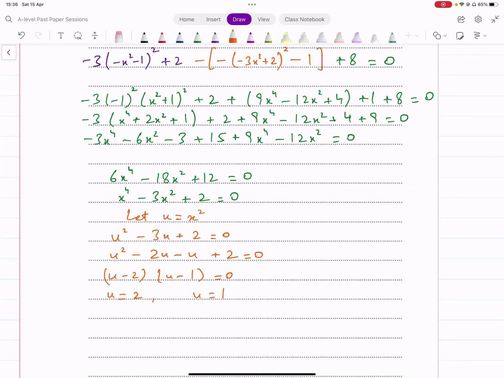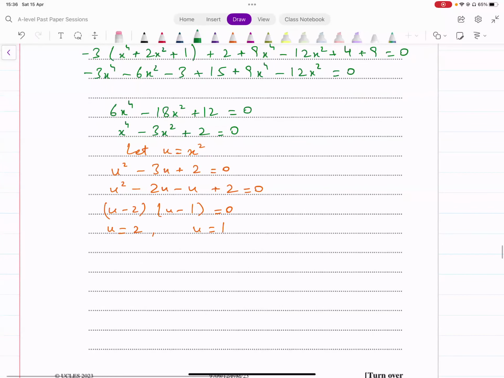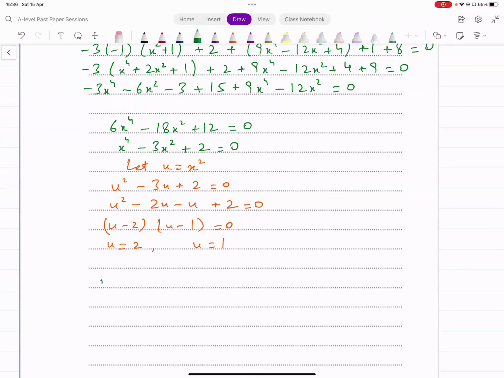Okay, now let's substitute back, x square equals 2 or 1, u was x square, right? So x square either equals 2 or x square equals 1. You take square root on both sides. x equals plus minus square root of 2 or x equals plus minus 1. These are the values that we're getting from this, but you have to pause here for a moment and see, are all of these 4 answers possible?